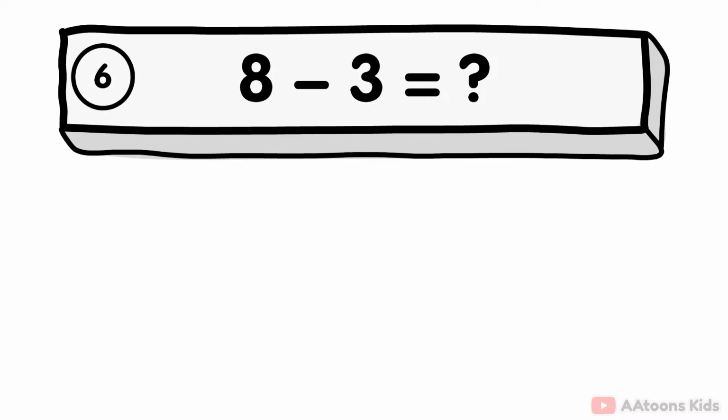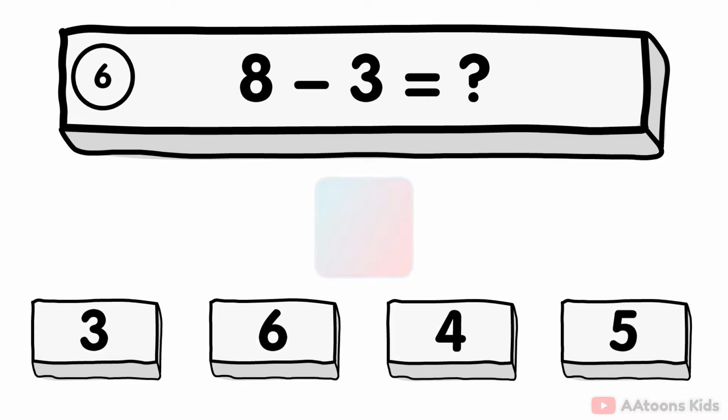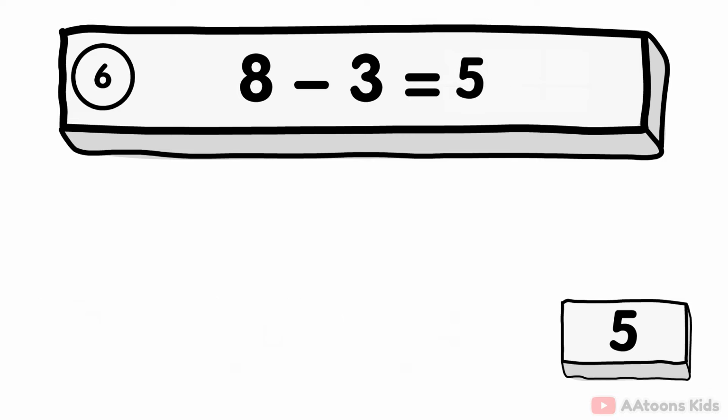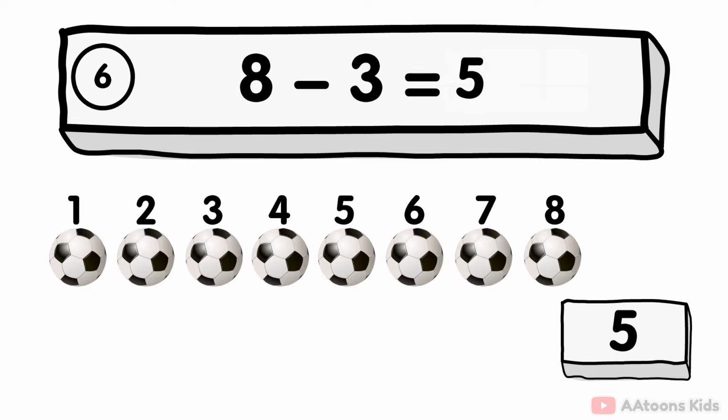8 minus 3 is equal to 5. Let's take the biggest number 8 and subtract 3 from 8. 1, 2, 3. Now count the remaining balls. 1, 2, 3, 4, 5. So 8 minus 3 is 5.